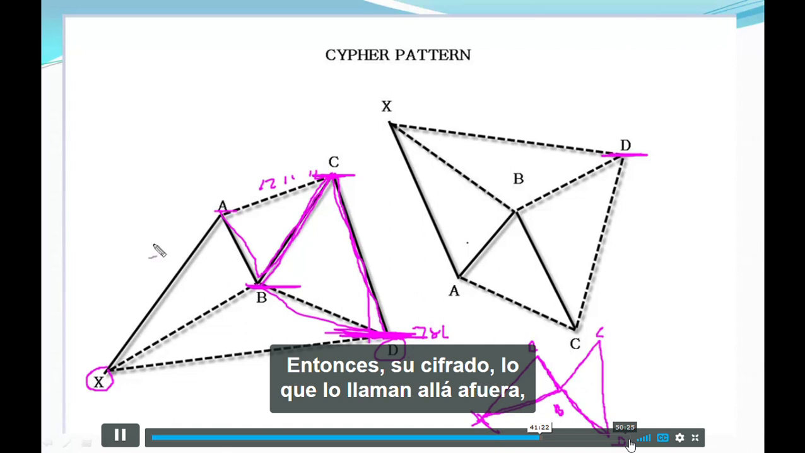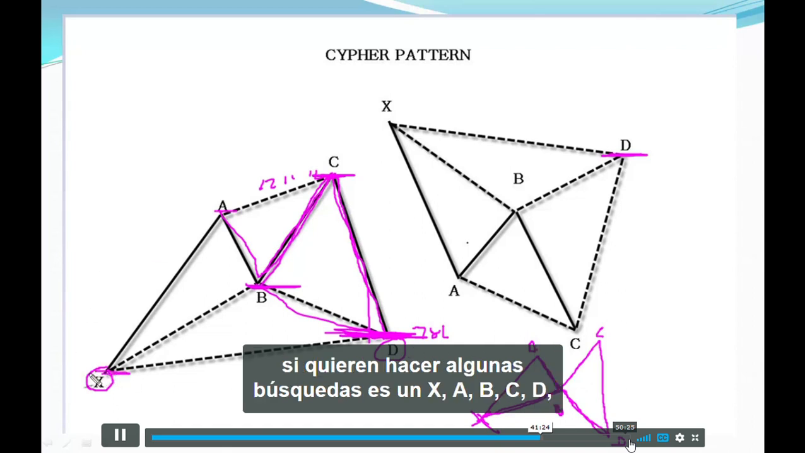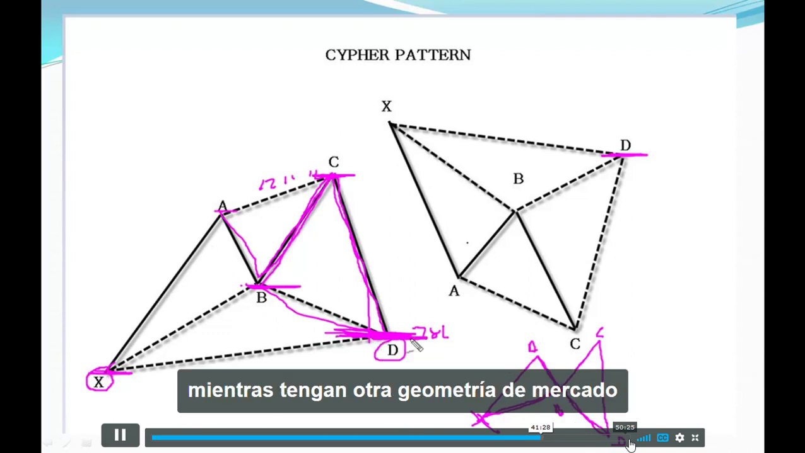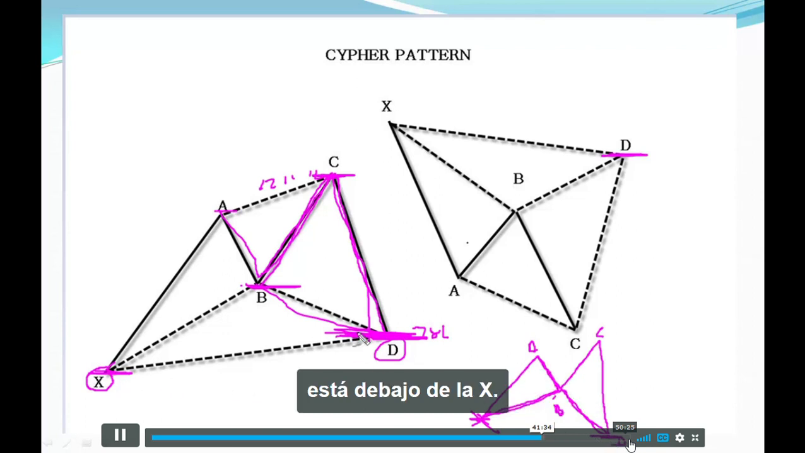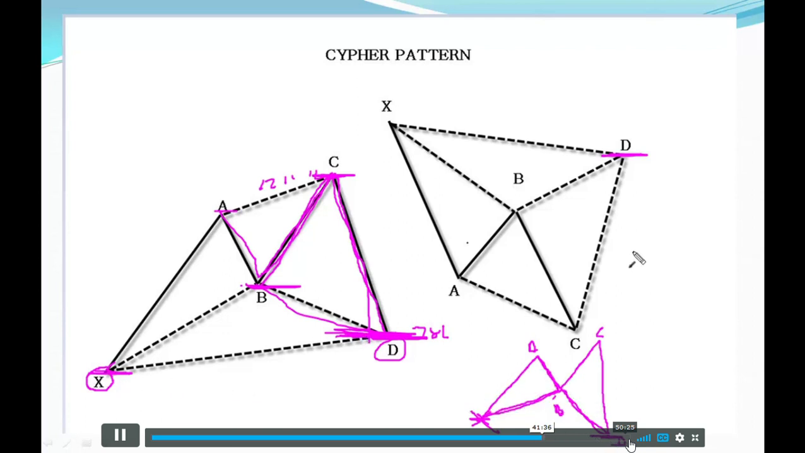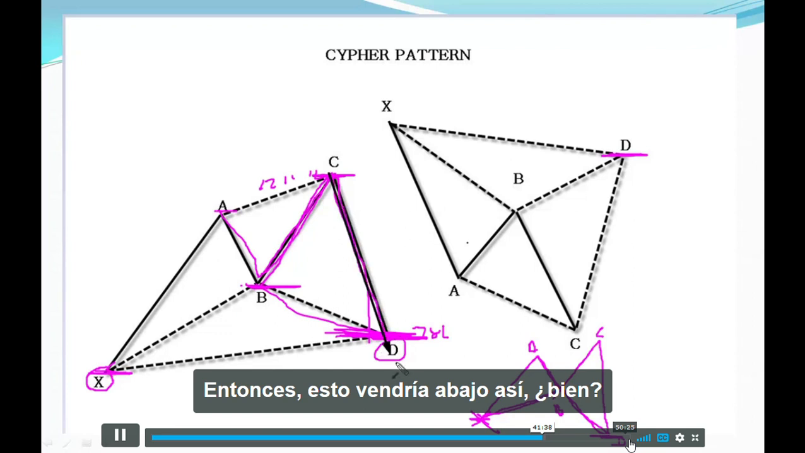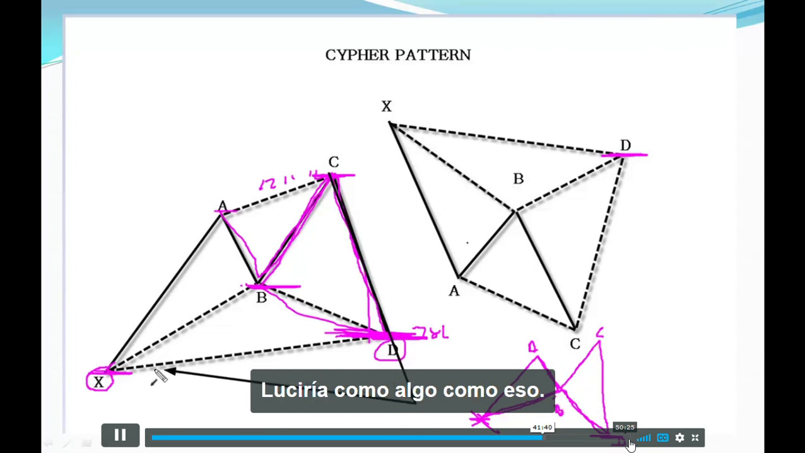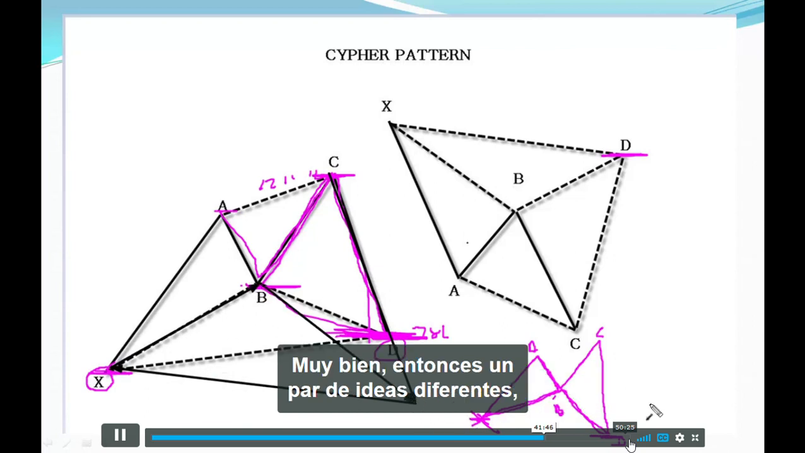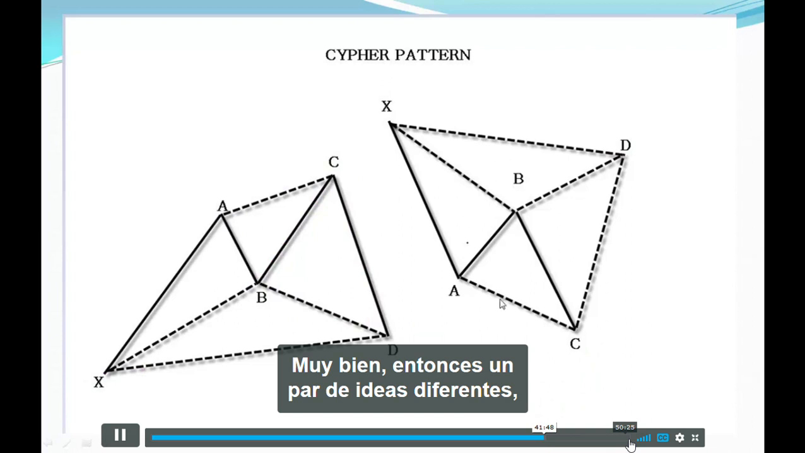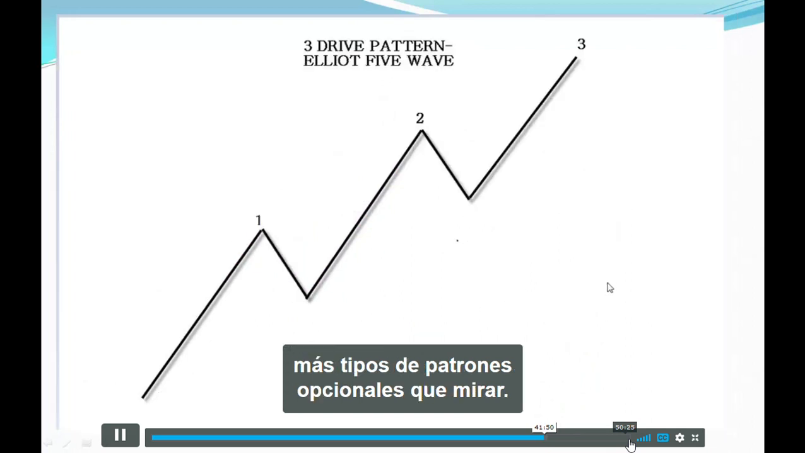So your Cipher, or what they call it out there, if you want to do some searches, is an X, A, B, C, D, whereas you have another market geometry with your X, A, B, C, and then the D point is below the X. So that would come down like this. All right, it would look something like that. So a couple different ideas, more optional type of patterns to look at.